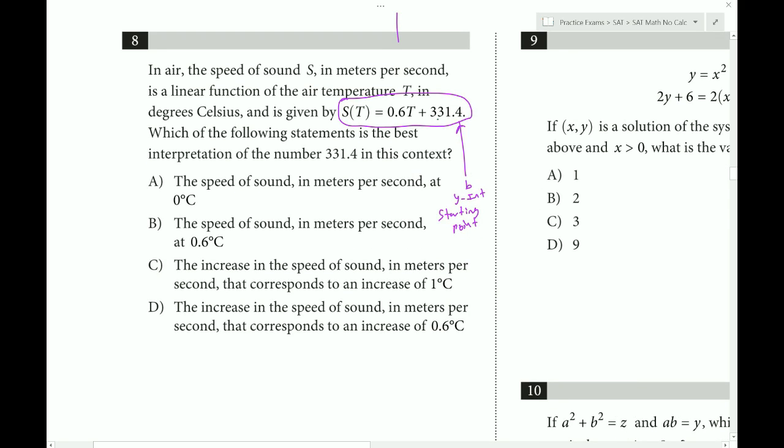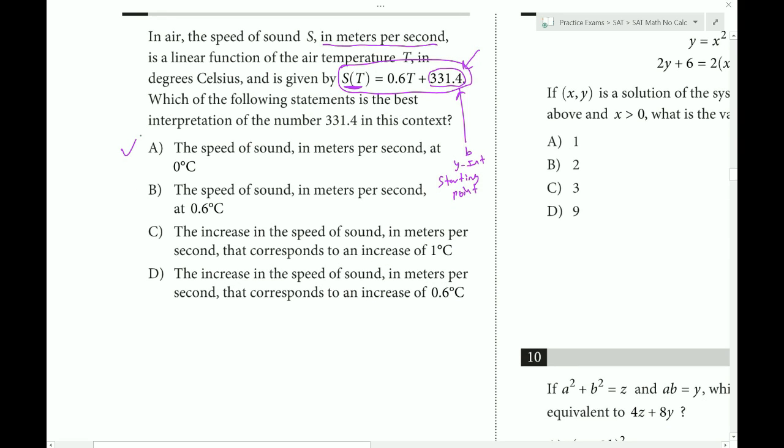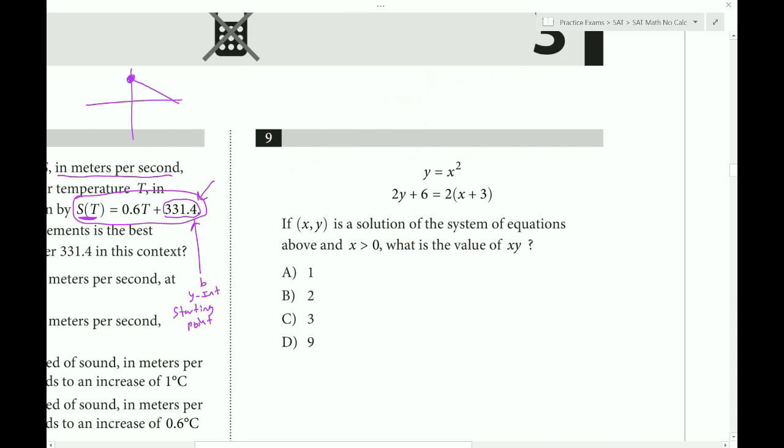And it always is going to have the same units as the number that is the output, right? So the output in this case, s, is given in meters per second. So we know that this has to have the same units as the output, so it has to have meters per second. So speed of sound in meters per second, those are good. The increase in speed of sound in meters per second, well, that would have to be meters per second per degree Celsius. So anyway, those are out. It's this, right? You want it to be at 0 degrees C. You want your input value to be 0 for your y-intercept.